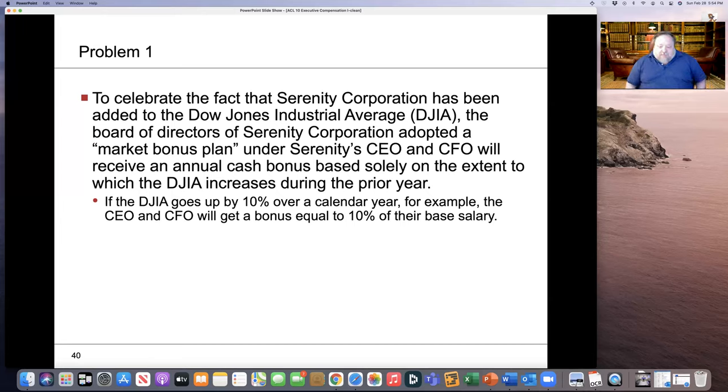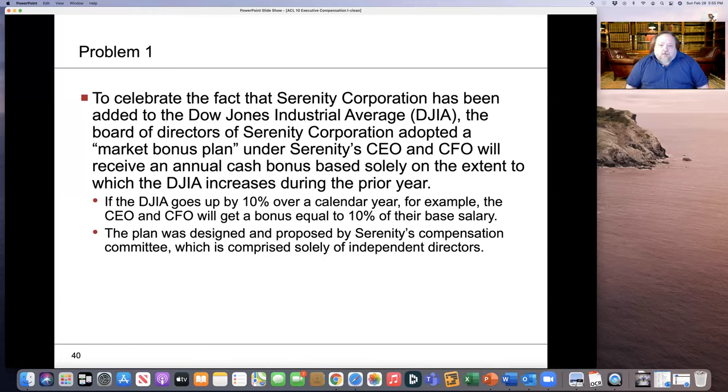This first problem is adapted from an illustration in the Principles of Corporate Governance that was promulgated by the American Law Institute to celebrate the fact that the Serenity Corporation has been added to the Dow Jones Industrial Average. The board of directors of Serenity Corporation adopted a market bonus plan under which Serenity's CEO and CFO will receive an annual cash bonus based solely on the extent to which the Dow Jones Industrial Average increases during the prior year. If the index goes up by 10% over a calendar year, for example, the CEO and CFO will get a bonus equal to 10% of their base salary.